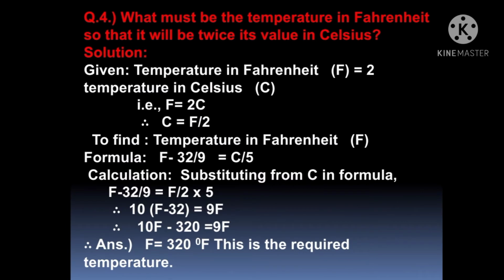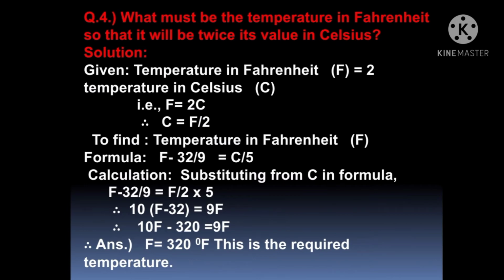And doing the cross multiplication, 9 multiplied by F gives you 9F. So when we solve the bracket, 10 multiplied by F equals 10F. The sign is minus, so we will write minus, and 10 multiplied by 32 gives you 320, which is equal to 9F. Afterwards, taking the coefficient terms on one side and the variable terms on one side.